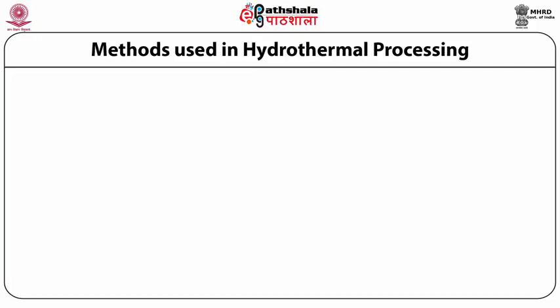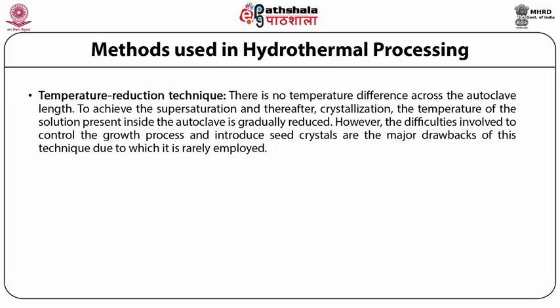The second method, which is used in hydrothermal processing, is the temperature reduction technique. There is no temperature difference across the autoclave length. To achieve supersaturation and thereafter crystallization, the temperature of the solution which is present inside the autoclave is gradually reduced. However, the difficulties involved in controlling the growth process and introducing seed crystals are the major drawbacks of this technique, due to which it is rarely employed.